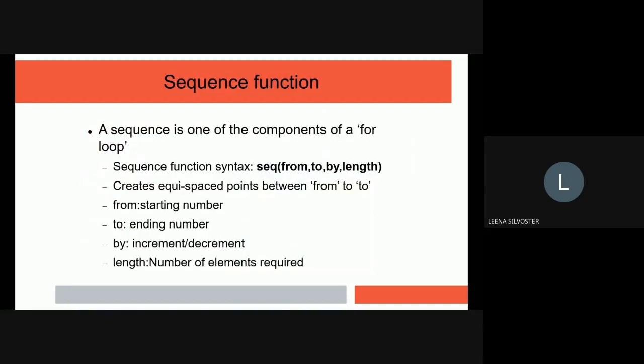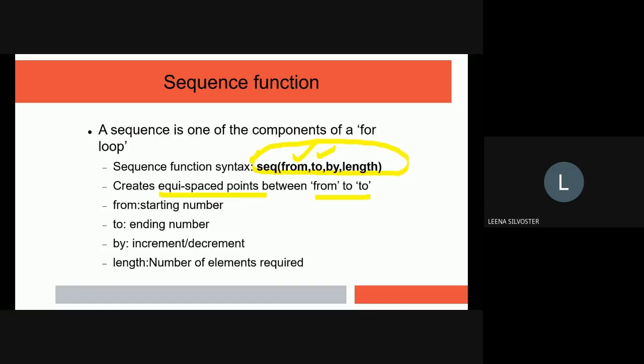Sequence function. A sequence is one of the components of a for loop. Sequence function syntax is like this: seq(from, to, by, length). Here, it creates equispaced points between from and to. From and to are specified in the syntax, so between from and to, equispaced points are created.